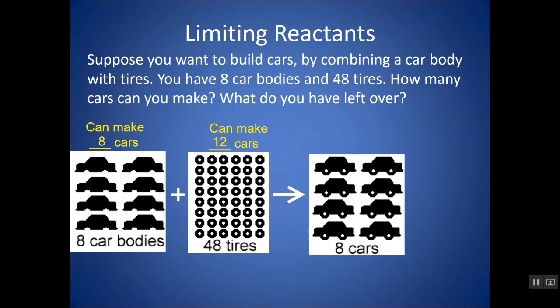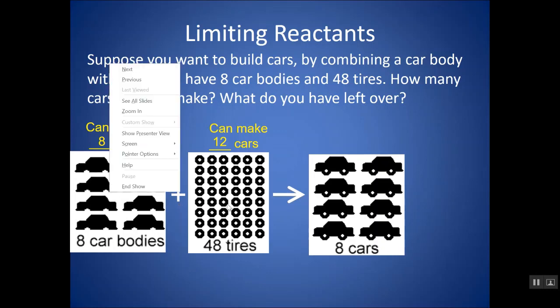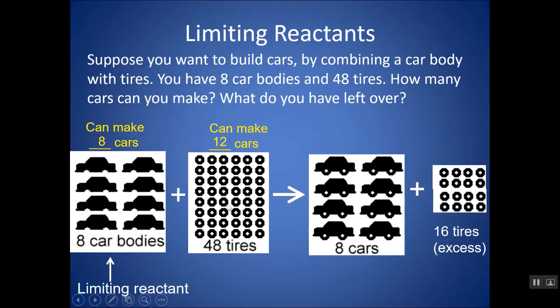And the other starting material, the other reactant, I would not end up using all of it. I would have some left over at the end of the process. If I make 8 cars and I start with 48 tires, I'm going to end up having 16 tires left over, and we would call the tires the excess reactant. So one of our reactants is limiting, and the other reactant or reactants would be in excess.